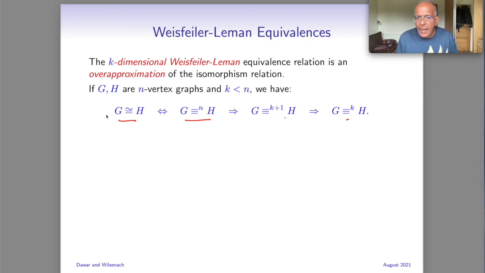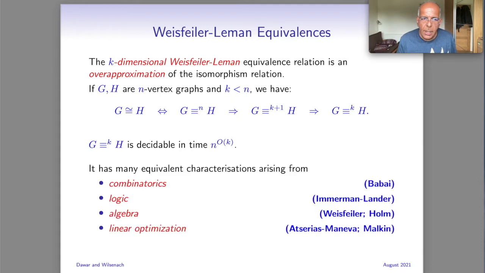So for any fixed k, you have an equivalence relation which approximates isomorphism. And it's a tractable approximation in the sense that it's decidable in polynomial time for any constant k, where the degree of the polynomial depends upon k. So the point is you can approximate isomorphism by fixing some small value of k, and you get an equivalence relation which is coarser than isomorphism, but easy to decide, and you can get it closer and closer to isomorphism by increasing the value of k. This, as I said, arises independently in many different contexts.